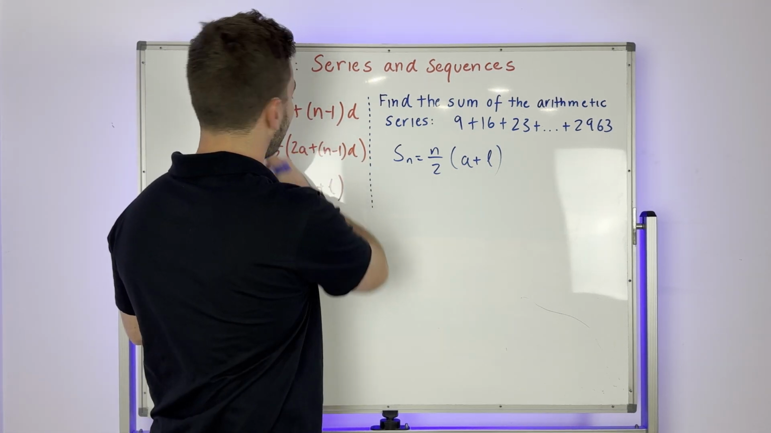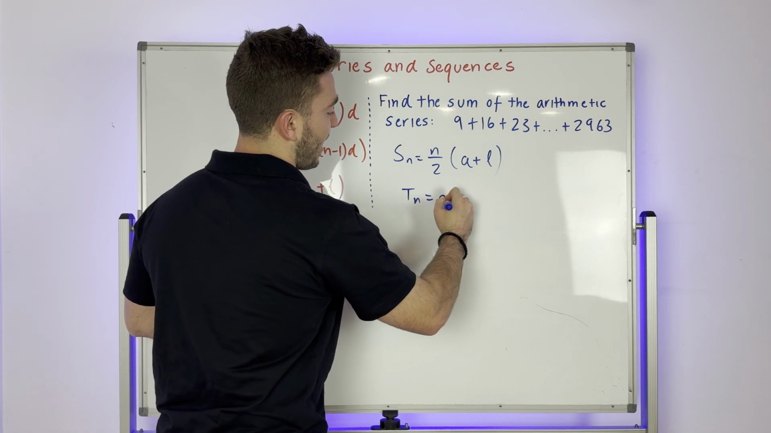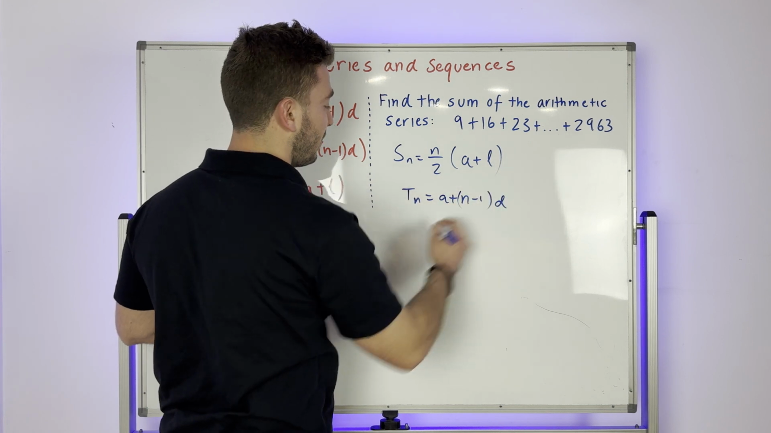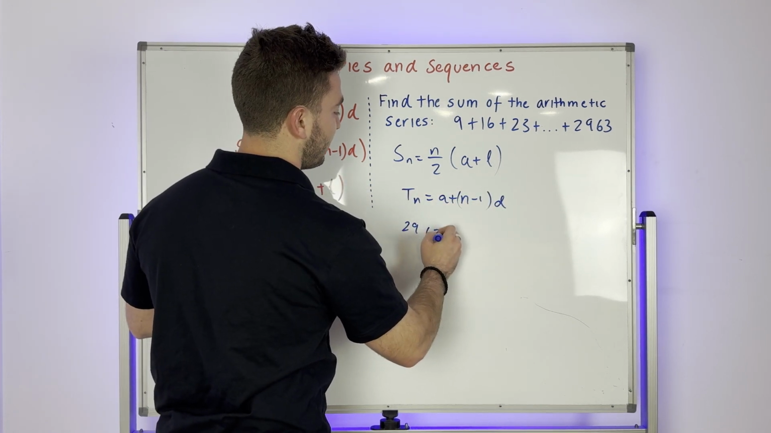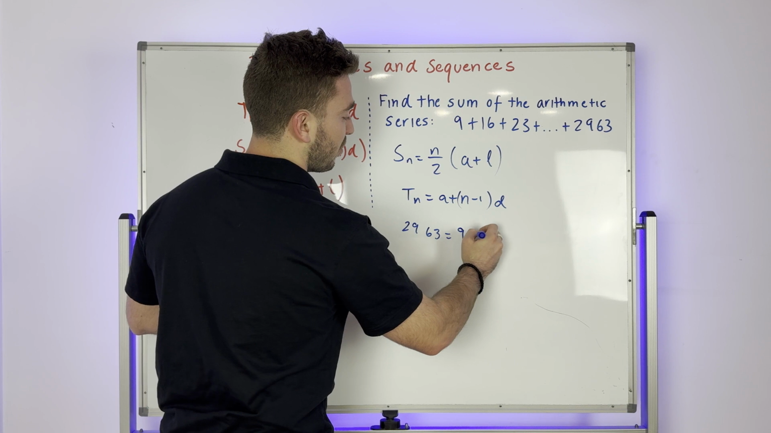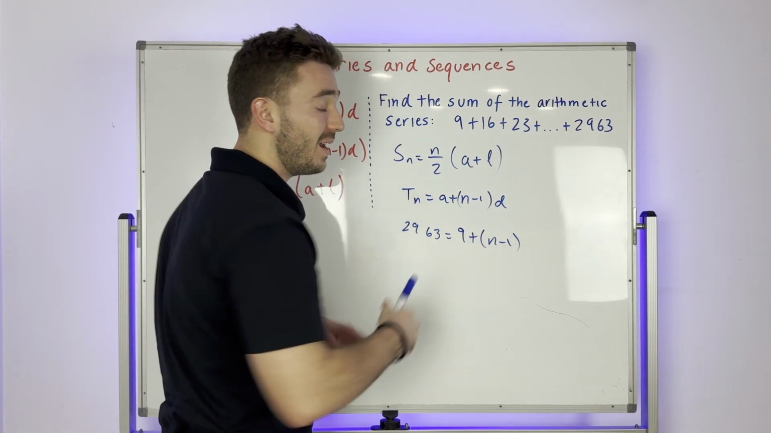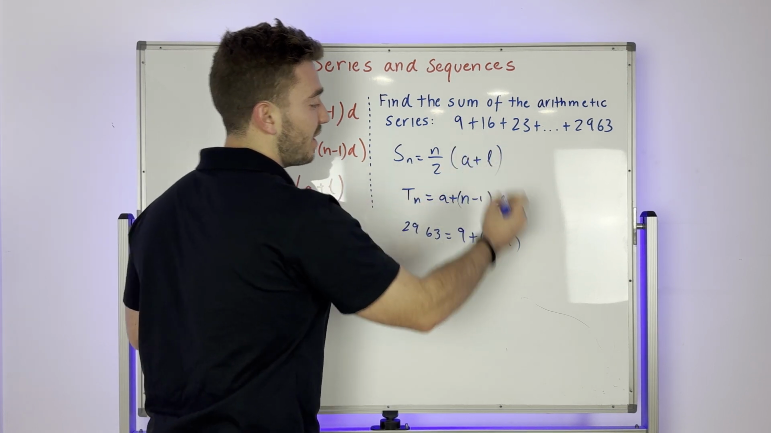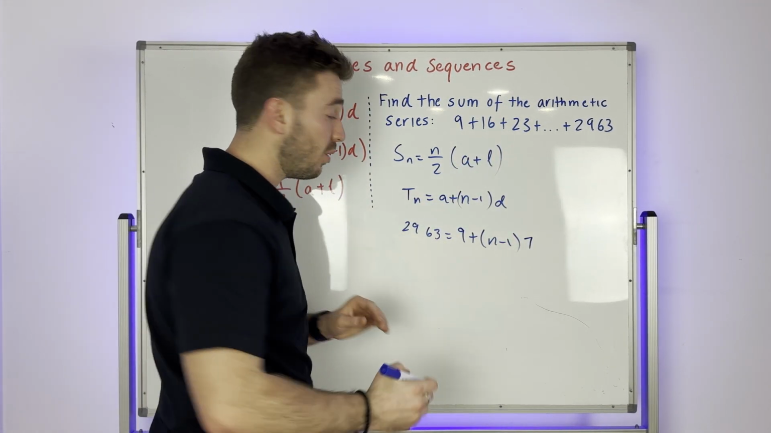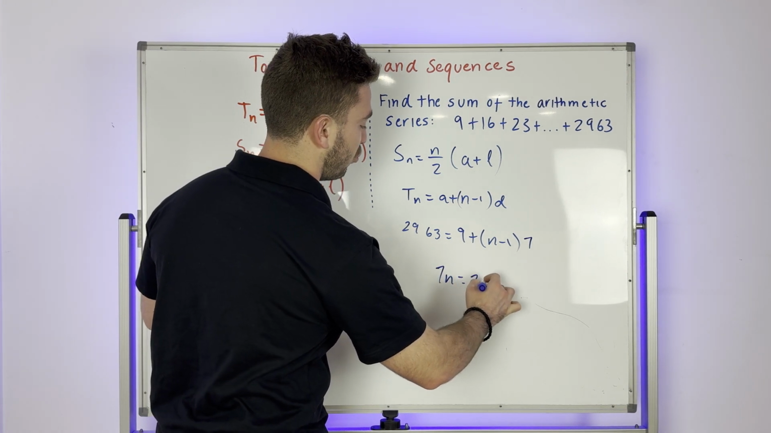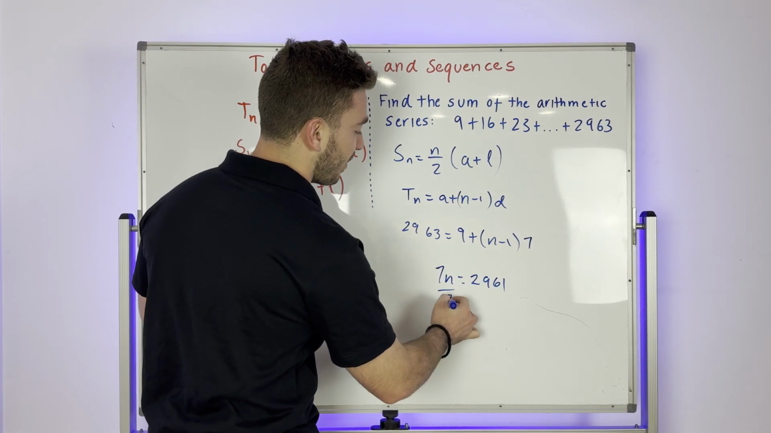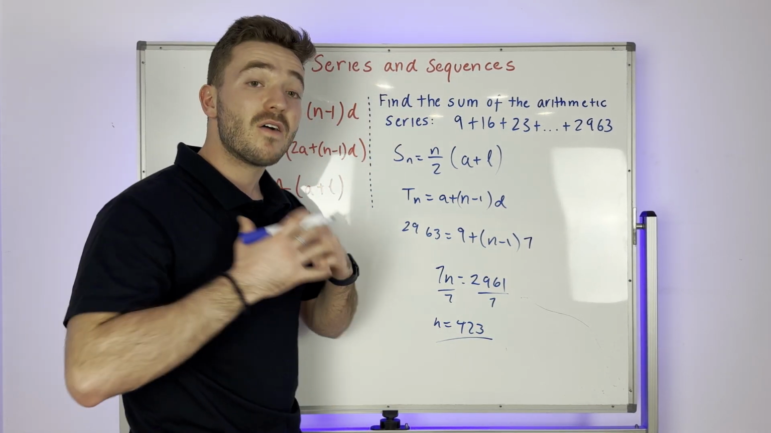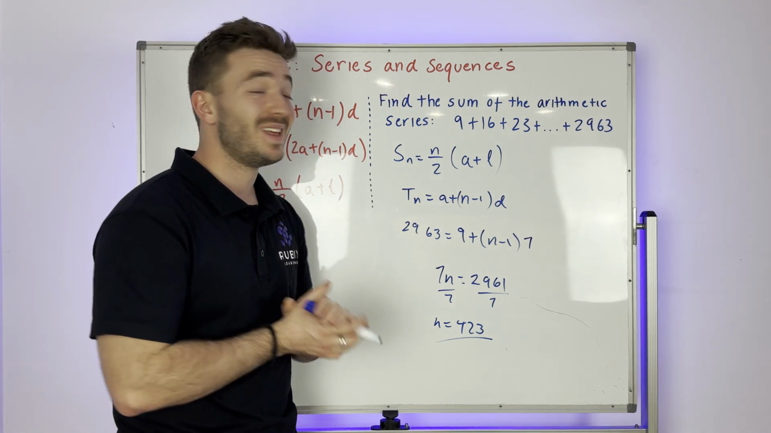So let Tn equal a plus n minus 1 multiplied by d. That's the formula. Let's look at the last term. So 2,963 is equal to a, the first term, plus n minus 1 times d. n is what we're solving for, and d is the common difference. So the difference between 16 and 9 is 7. Expanding all of this, we get 7n is equal to 2961. Dividing both sides by 7, we get n is equal to 423. So there's 423 terms in this series.